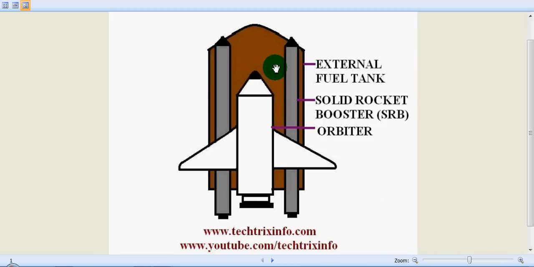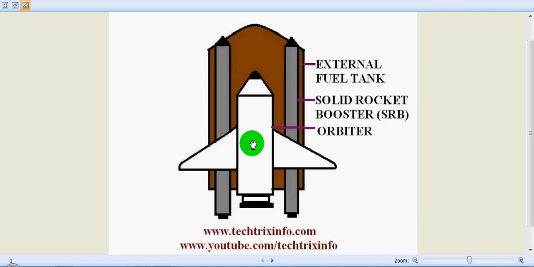One is the external fuel tank, which is colored in brown, and the solid rocket boosters, that is the SRB, which is colored in ash, and we have the orbiter, that is the key unit, which is colored in white. It almost resembles an aeroplane. So this is the unit on which the astronauts are carried towards space.